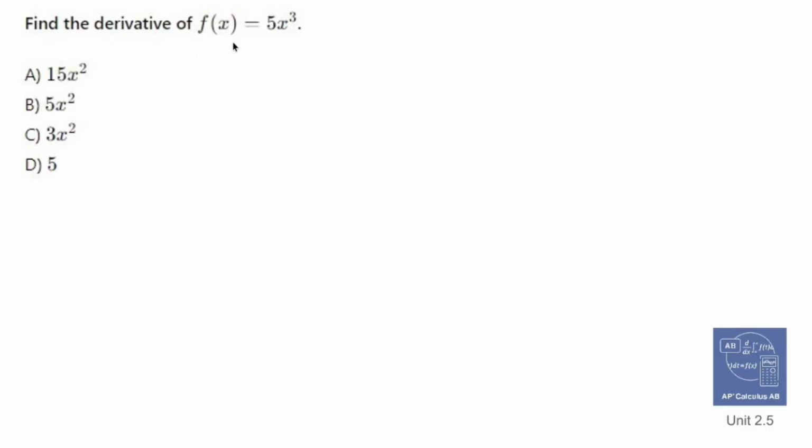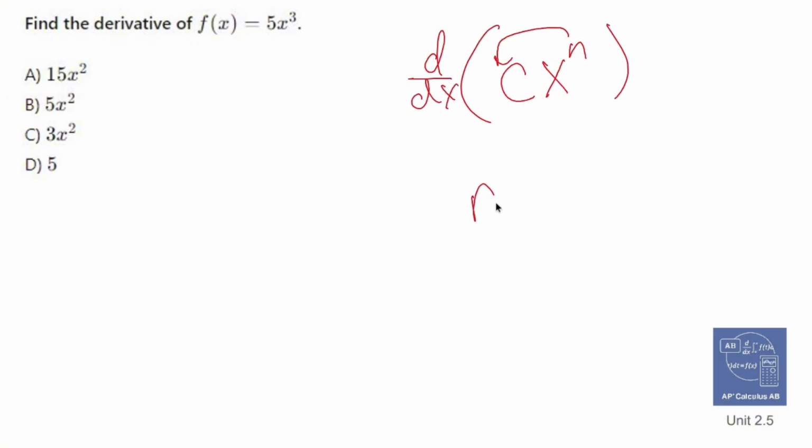All right, kids, things get a little bit easier. We're talking about the power rule right here. The power rule says that if you have some constant times x to the n, and you take the derivative of that, you drop the n down, and then subtract 1 from n.